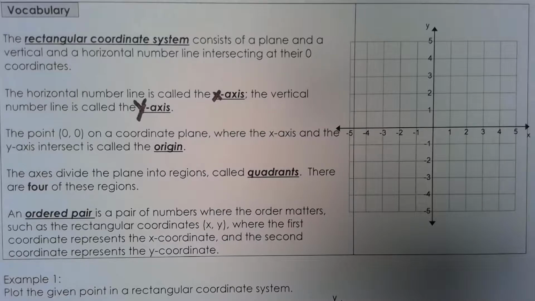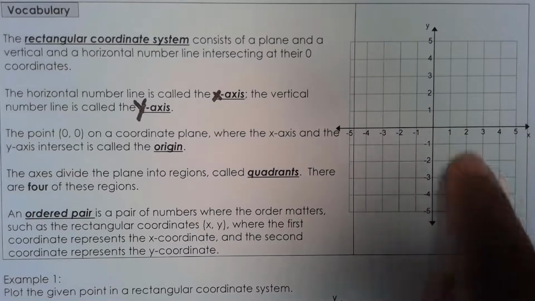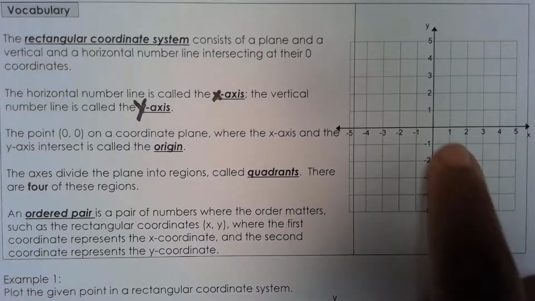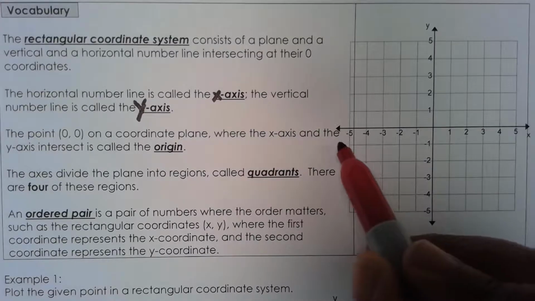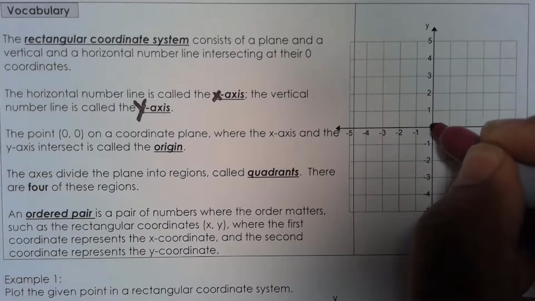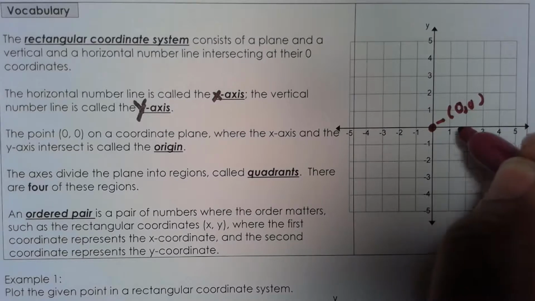You have a horizontal number line, you have a vertical number line, and you have this plane. When the horizontal number line and the vertical number line intersect, they intersect at what's called the origin. So we have the types of number lines. The horizontal number line is the x-axis, and the vertical number line is called the y-axis. It intersects here at (0, 0). That's the ordered pair which is called the origin.